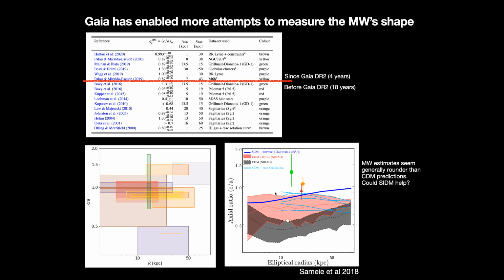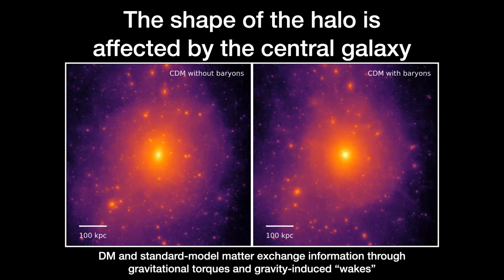But what we found when we went back and included the galaxy forming in the middle was that this worked in the opposite sense. The shape of the halo gets rounder when you include a galaxy because of the exchange of information between the two components.